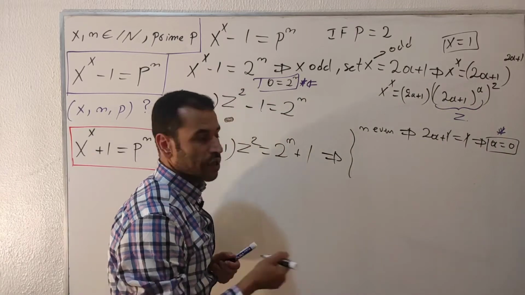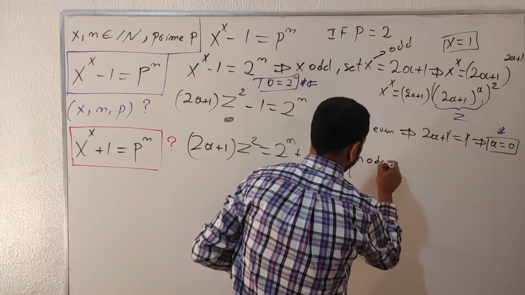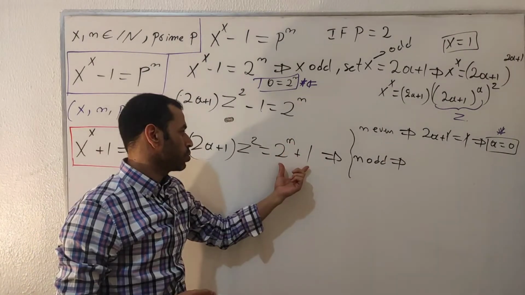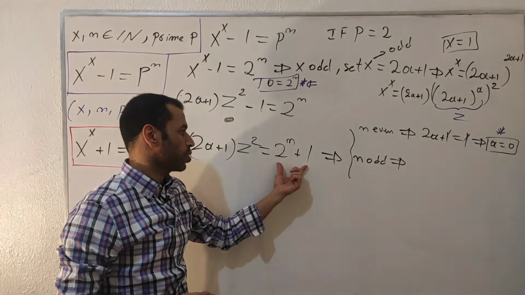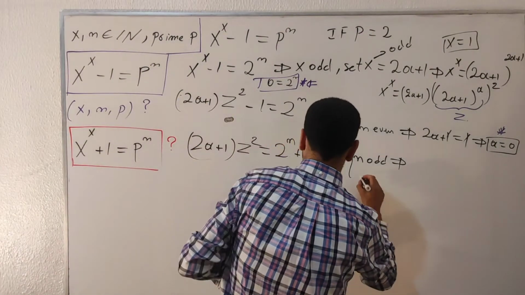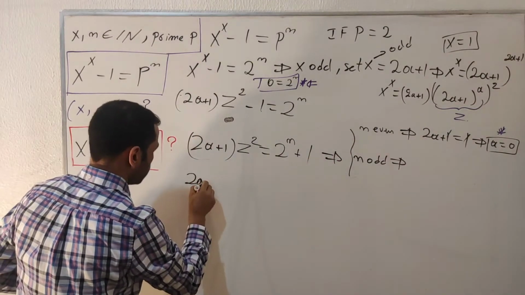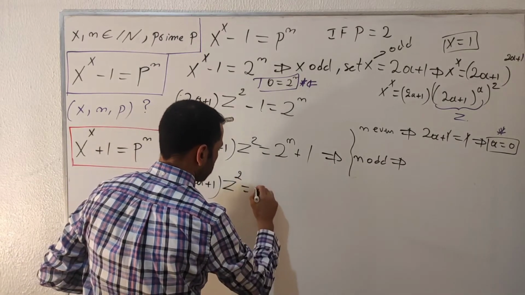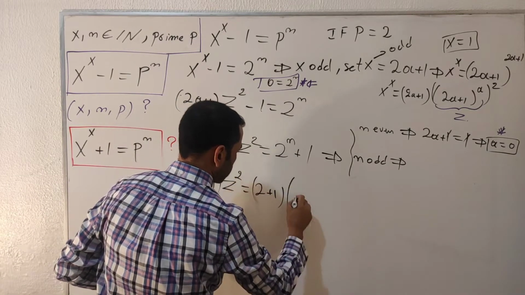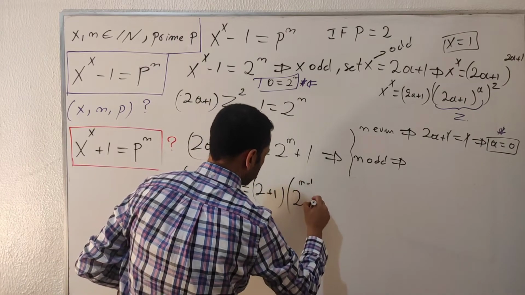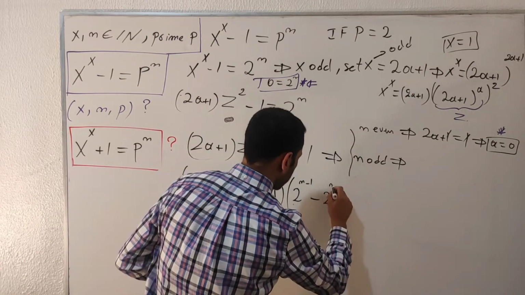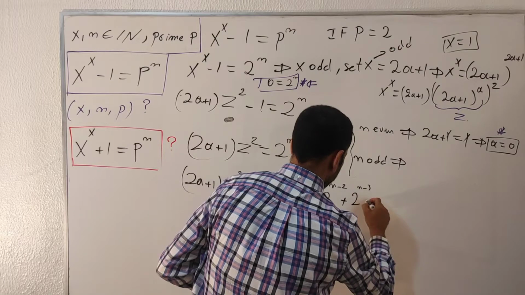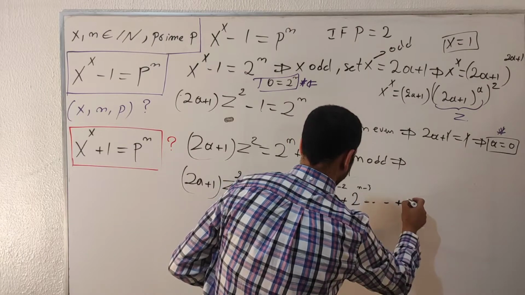Now let's move on. If n is odd, this one becomes a factorable polynomial, because we have an odd exponent here, which means we are allowed to factor this one in the form of a product. So I will have the following. I will have 2a plus 1 multiplied by z squared. 2 to the n plus 1 becomes 2 plus 1 times the factor 2 to the n minus 1, minus 2 to the n minus 2, plus 2 to the n minus 3, minus, and all the way down to 1, like this.